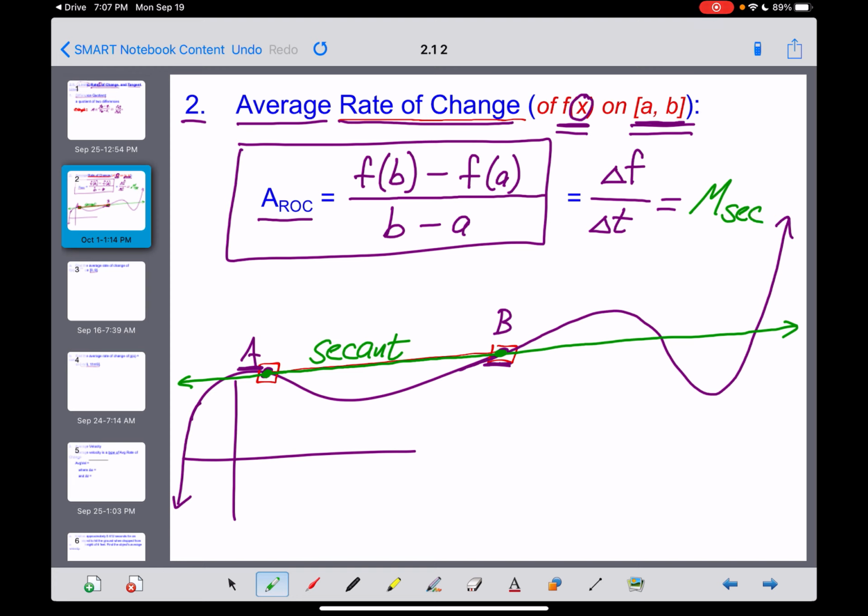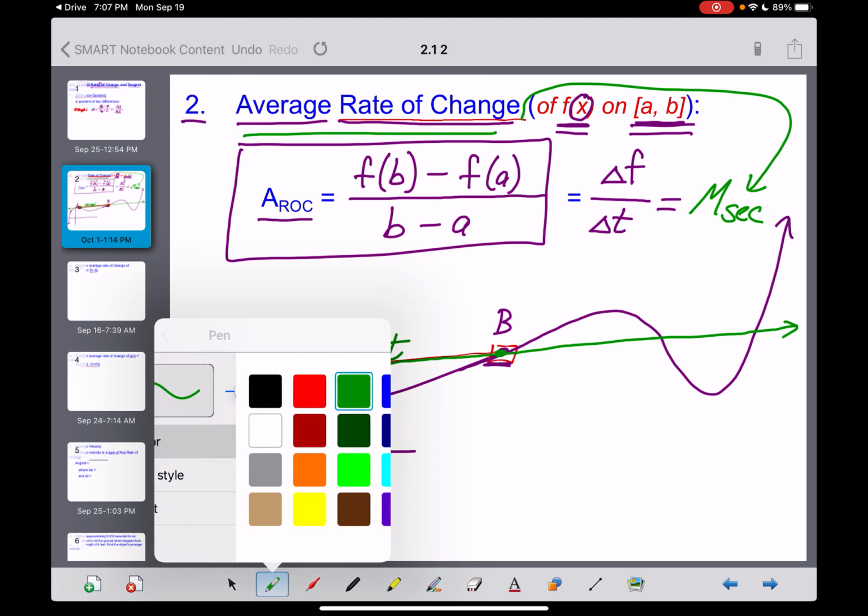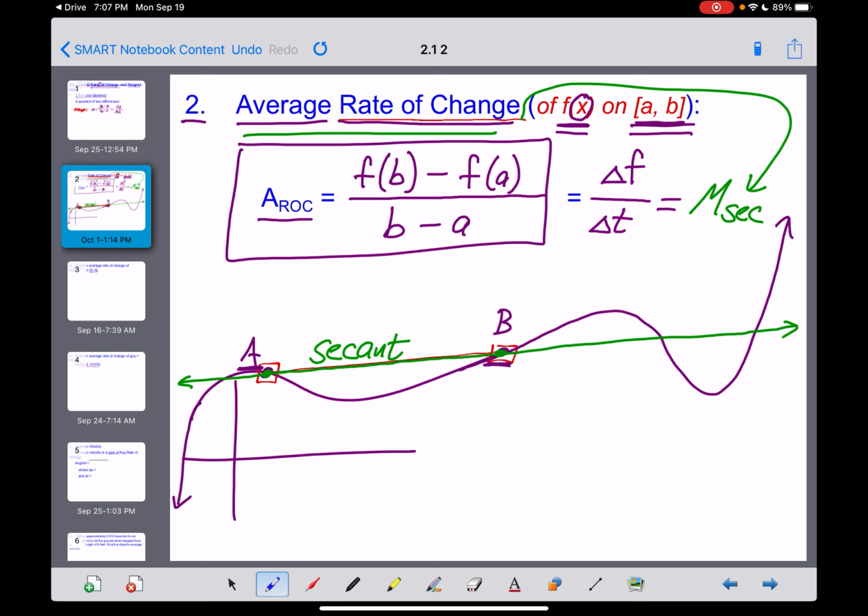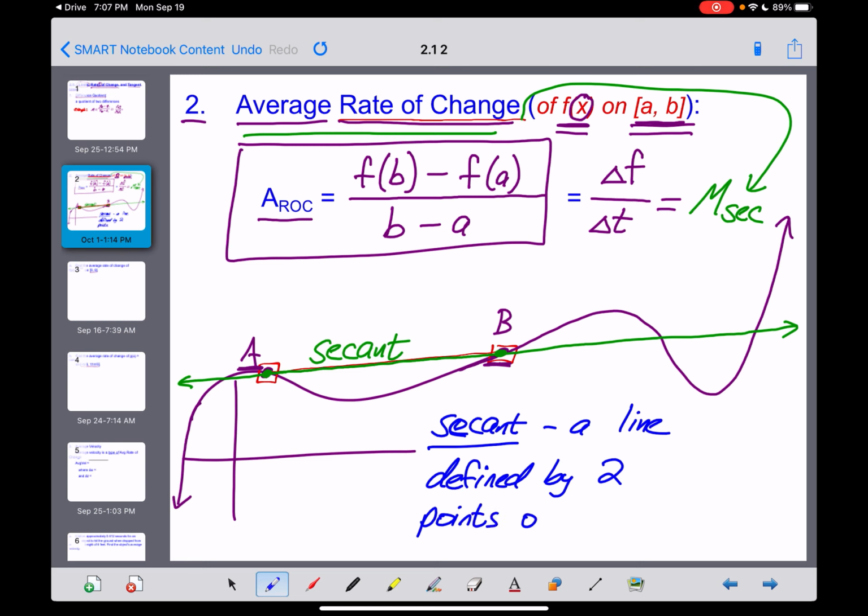So this same formula here for average rate of change can also be used to find the slope of a secant. And while we're at it, I should probably go ahead and define this formally in our notes, guys. Our definition of a secant, everybody, is simply this. It is a line defined by 2 points on a curve.